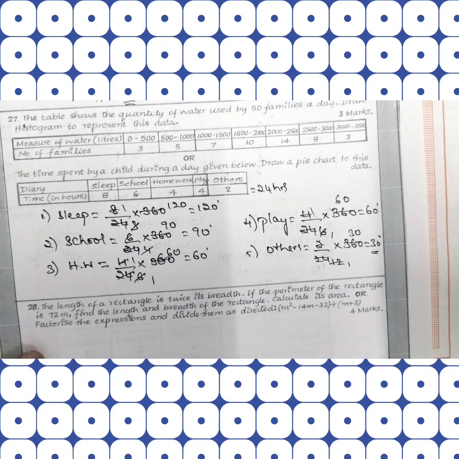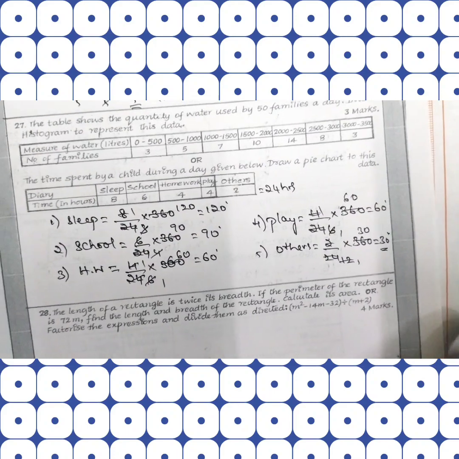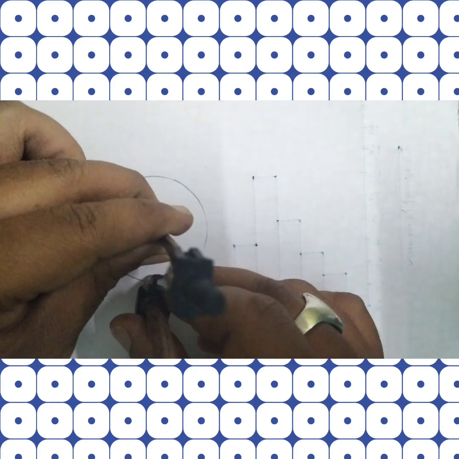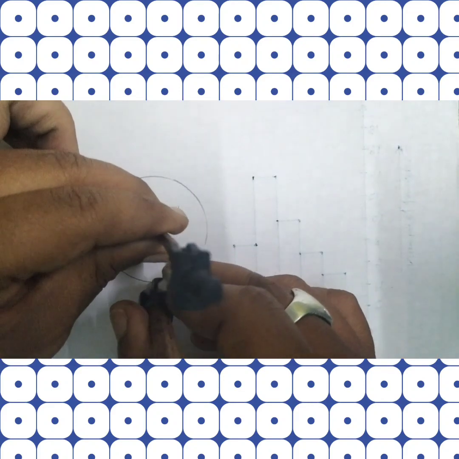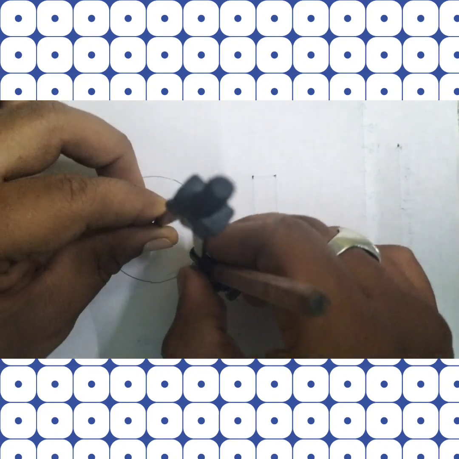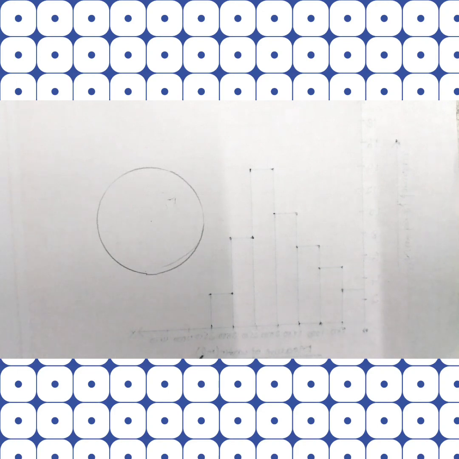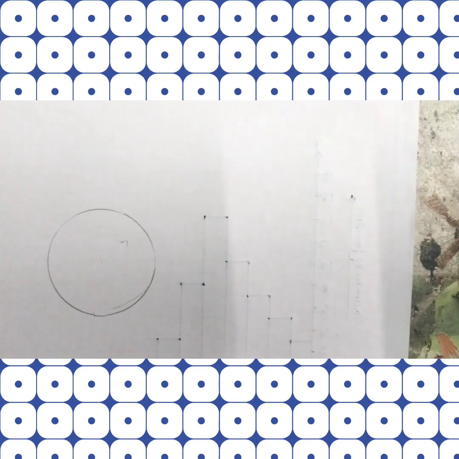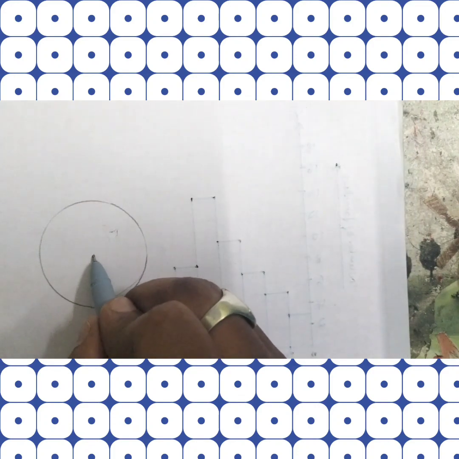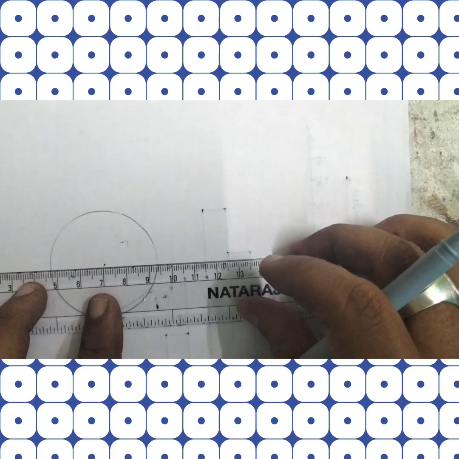So now using this calculation we have to draw the pie chart. Let us draw the pie chart for this one. For the pie chart, first you draw a circle without any measurement. Let us draw a circle without any measurement. Then mark the center of the circle. Now draw one radius.